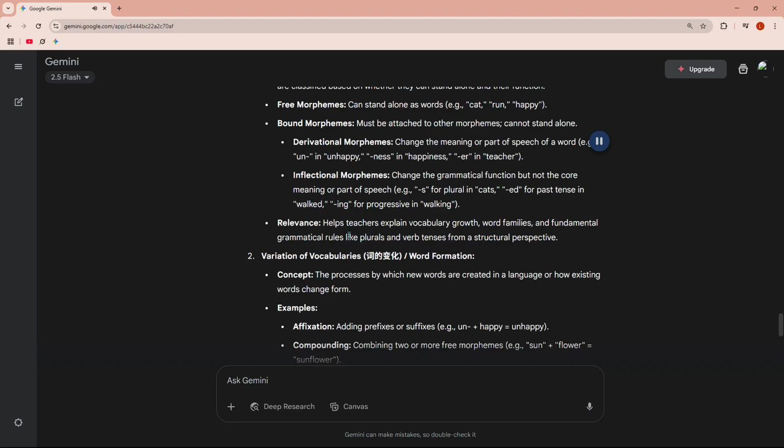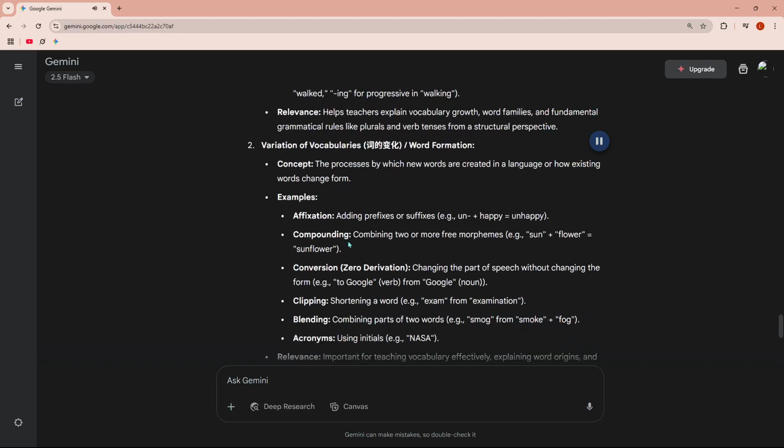2. Variation of vocabularies (ci de bian hua): word formation. Concept: the processes by which new words are created in a language or how existing words change form. Examples. Affixation: adding prefixes or suffixes, e.g., un plus happy equals unhappy. Compounding: combining two or more free morphemes, e.g., sun plus flower equals sunflower.